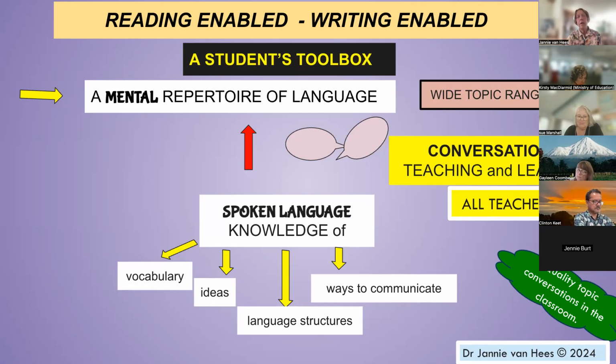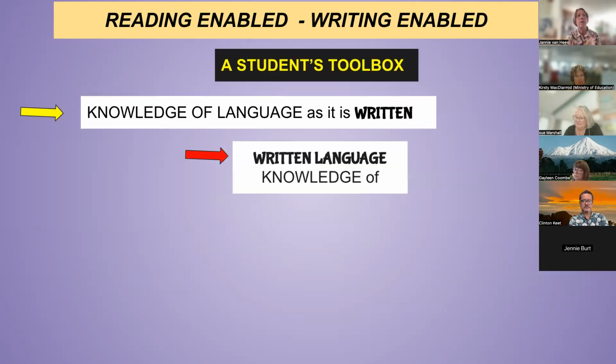Firstly, a priority recommendation is the quantity and quality of engagement in spoken and reading text, but especially spoken text, so that they build a mental repertoire. But of course, literacy is very critical to building that mental repertoire too.